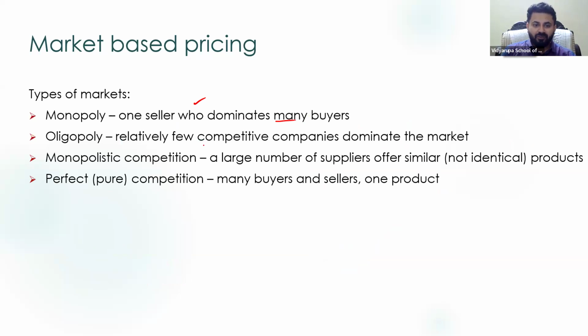Oligopoly: relatively few competitive companies who dominate the market, few dominant sellers. Monopolistic: a large number of suppliers, sellers, but they sell similar, not identical products. Similar, but not exactly the same product. Perfect or pure competition: many buyers and sellers, one and the same product, but there are many buyers, many sellers. So now no one party controls it.